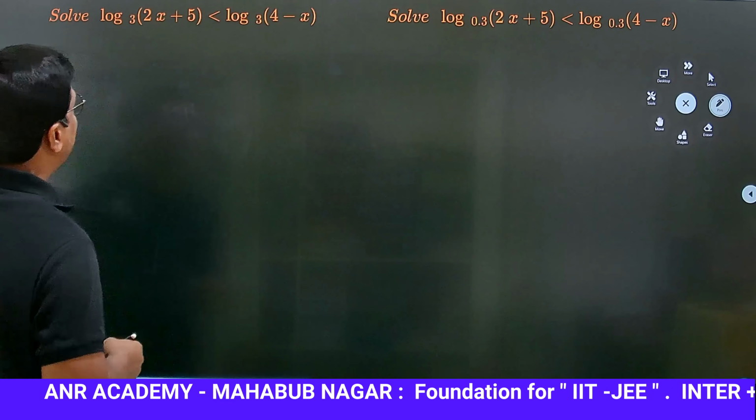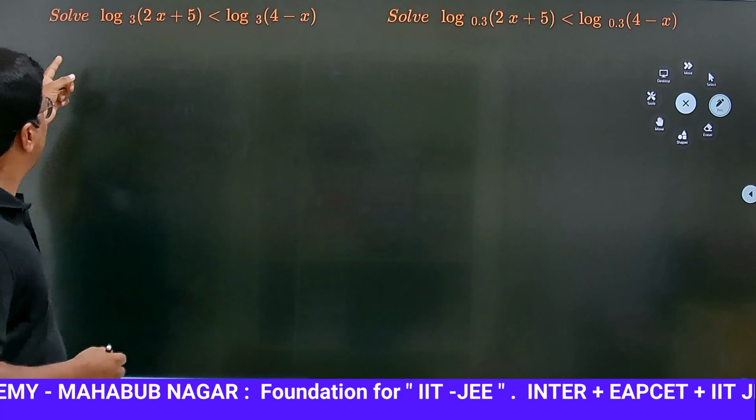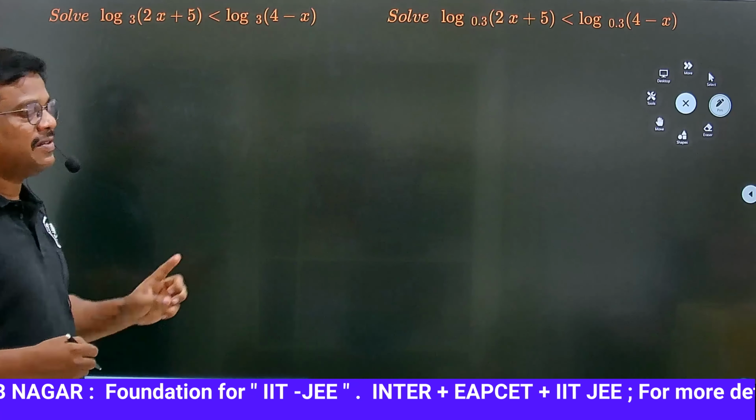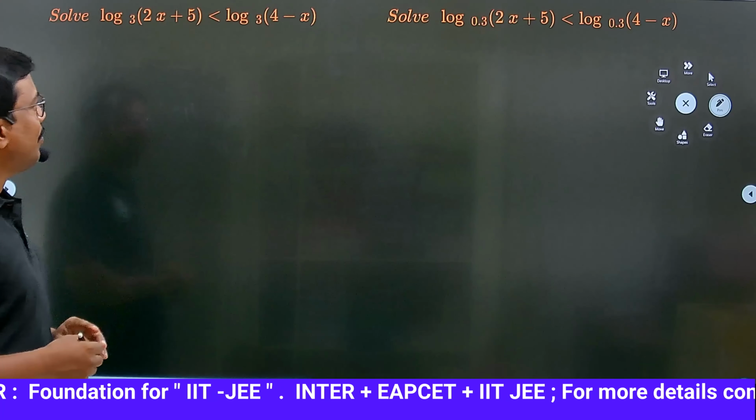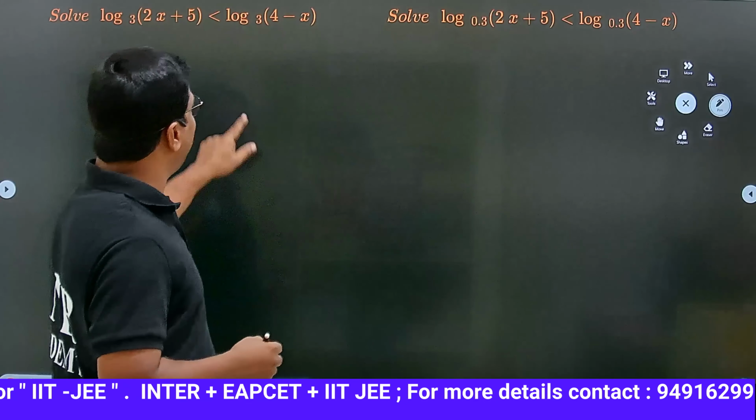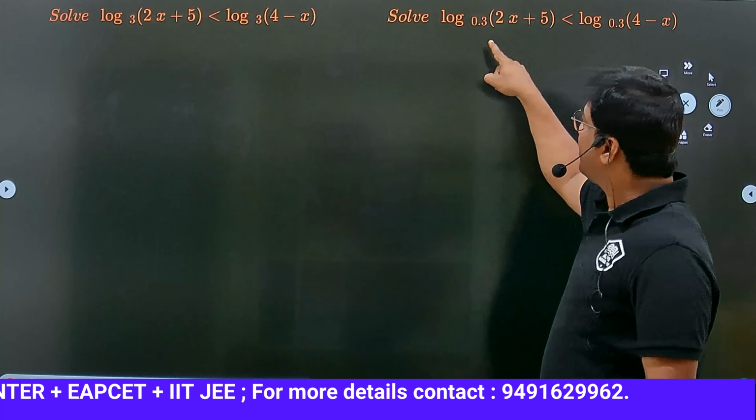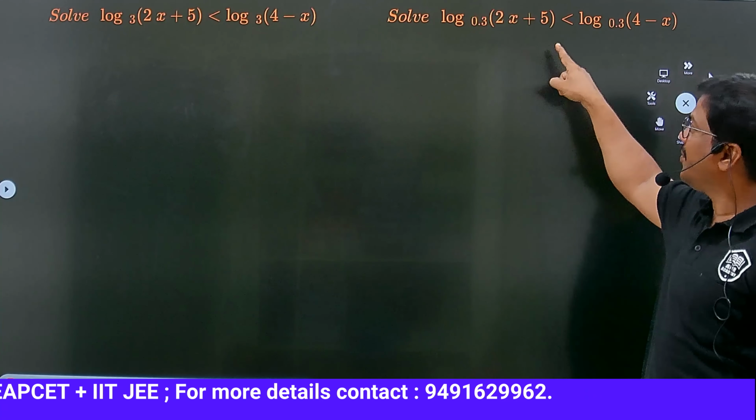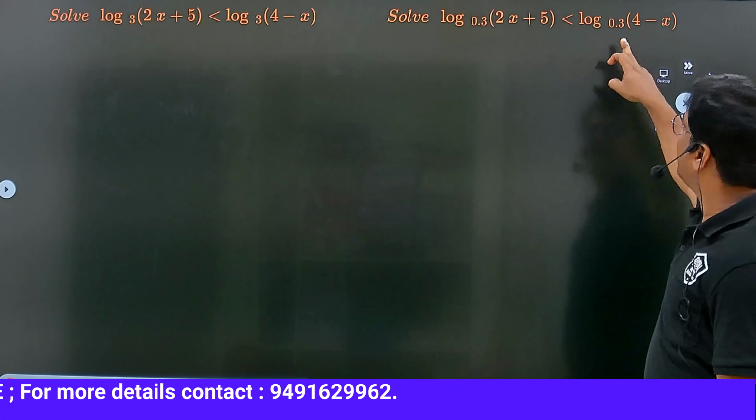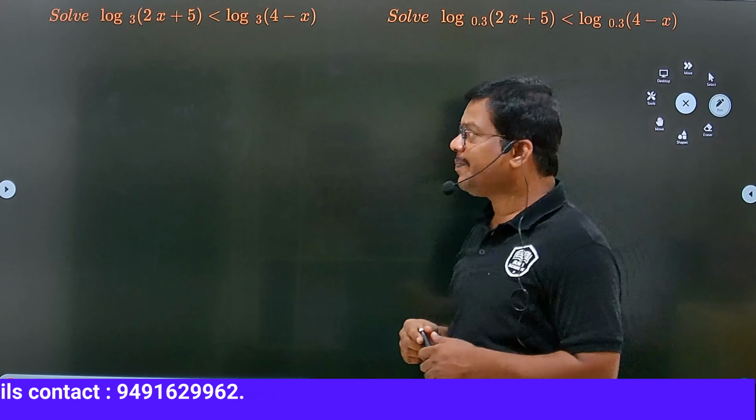Second question here. You have first one in this: log of 2x plus 3 to the base 3, which is less than log of 4 minus x to the base 3. Same base you have, but an inequality is there, less than condition. And here one more question is there: log of 2x plus 5, but the base is 0.3, less than log of 4 minus x to the base 0.3.